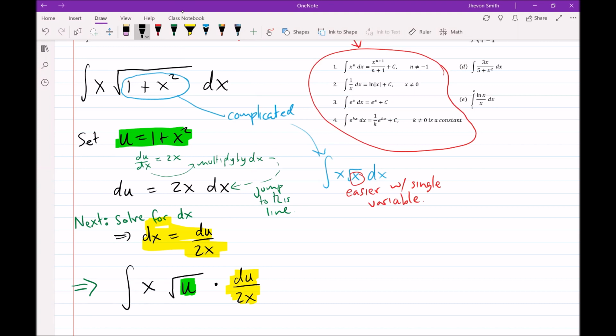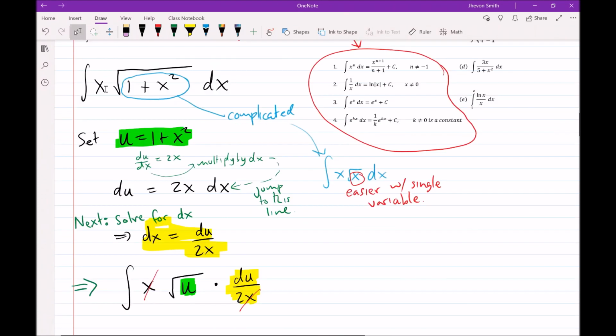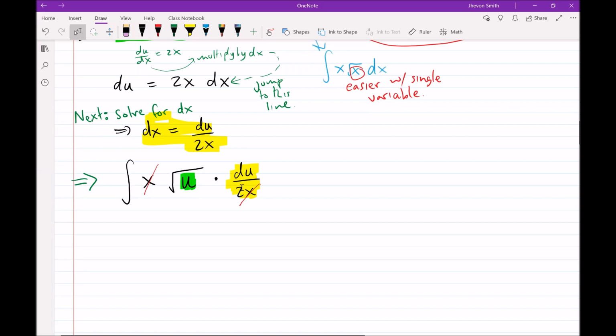However, what you're going to notice now is this x and that x are going to cancel, right? And this is why this criteria was important. The derivative of your u should be a factor elsewhere in your integrand. So the derivative here is 2x. I need a 2x somewhere else. Now the constant factor doesn't actually matter. The fact that this is 2x and x, that's not really a big deal. But the fact that there's an x there in both the du and the original, that's good, because it means that something like this will cancel. If you're off by a constant, don't worry about it, because we know that constants factor outside of integrals. So this 2 here, I can bring it outside.